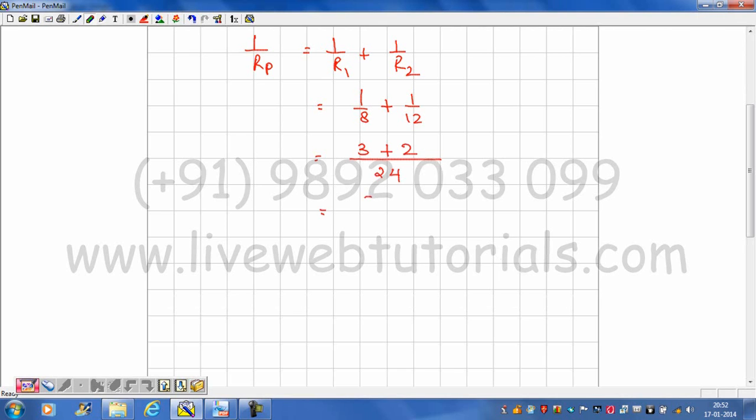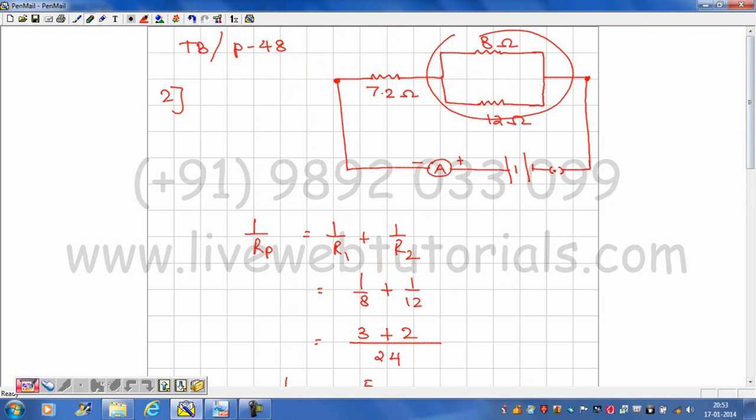So this gives me 5. 3 plus 2 is 5 divided by 24. That is 1 upon Rp. So Rp is reciprocal of that. That is 24 divided by 5. That is going to become 4.8 ohms. Now this is not your final answer. You have just found the resistance of parallel. Okay, this is the parallel resistance that you have found out, which is 4.8.